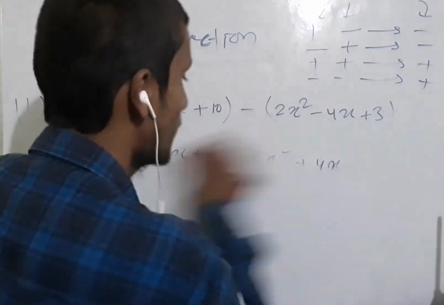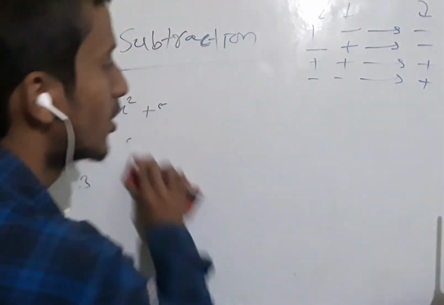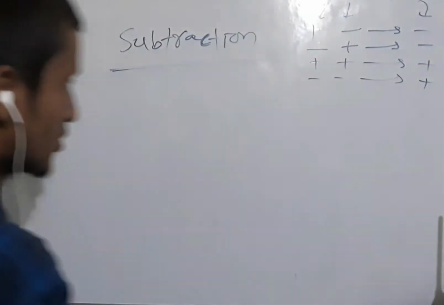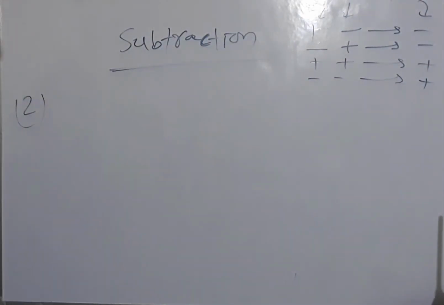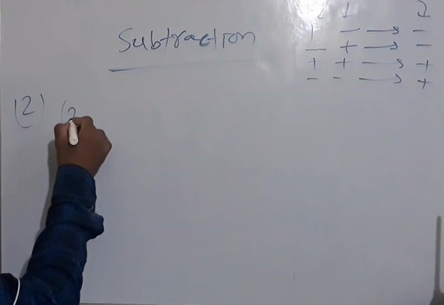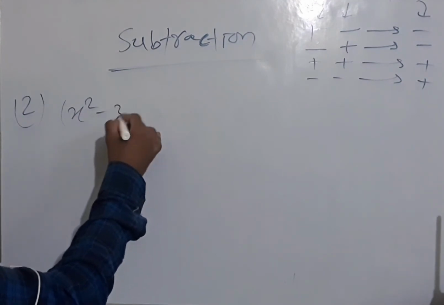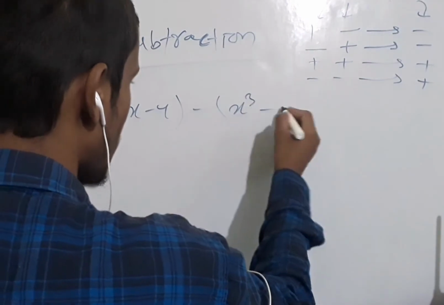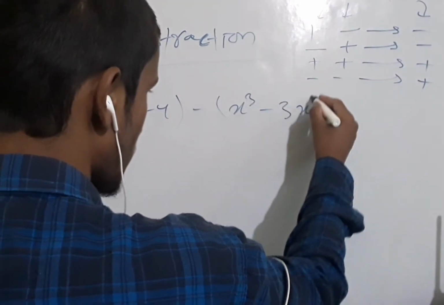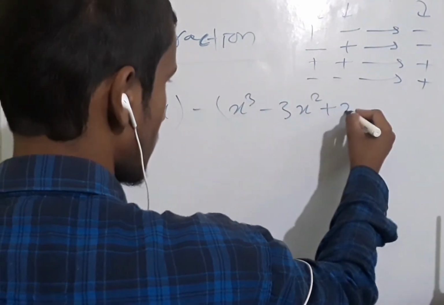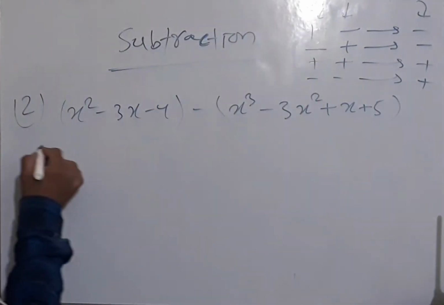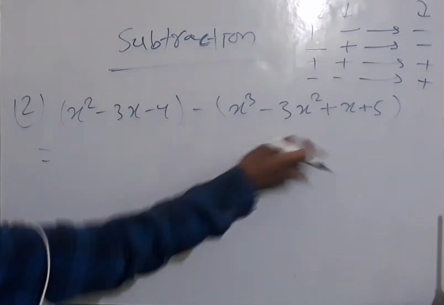Let's give you one more example, then I'll give you a homework, a task that you have to do. First, I'm going to do this one: x squared minus 3x minus 4 minus another polynomial, x cubed minus 3x squared plus x plus 5. So this is what we have. Let's subtract these two polynomials.